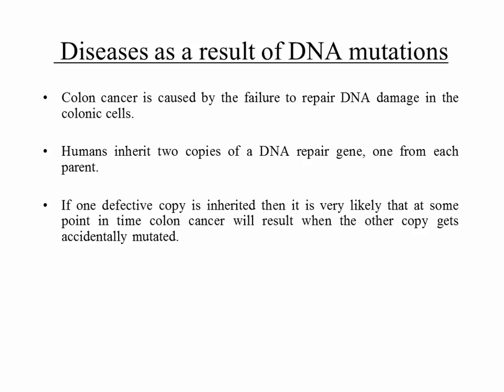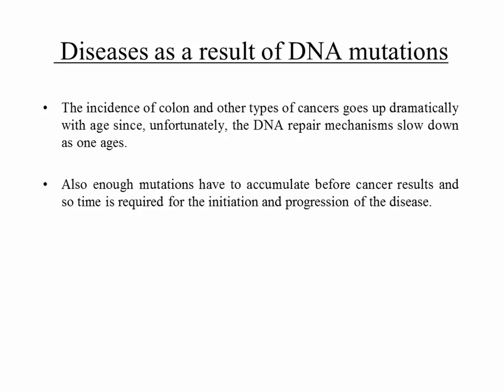So for most people, they have two copies, so it's okay, and it will take a longer period of time for both of them to get mutated. So that's why, typically for colon cancer, people check for that at the age of 50 and above. You don't do regular colon screenings on 20-year-olds. So the incidence of colon and other types of cancers goes up dramatically with age, since unfortunately the DNA repair mechanisms slow down as one ages. So mistakes will accumulate, and there could be mistakes in a crucial area that could lead to cancer.